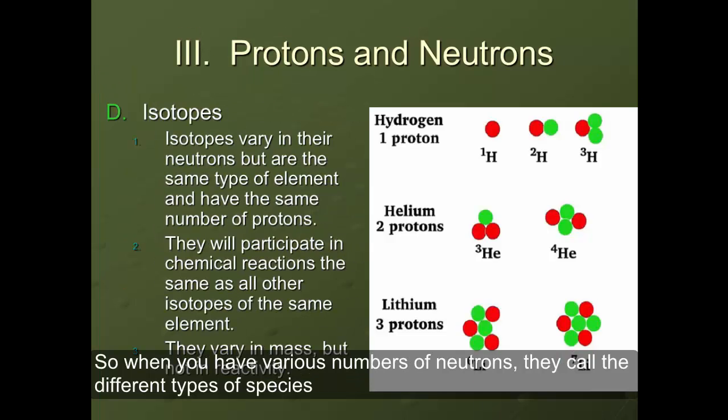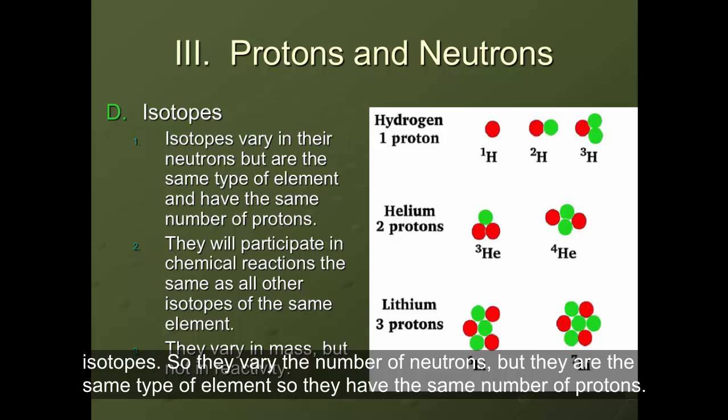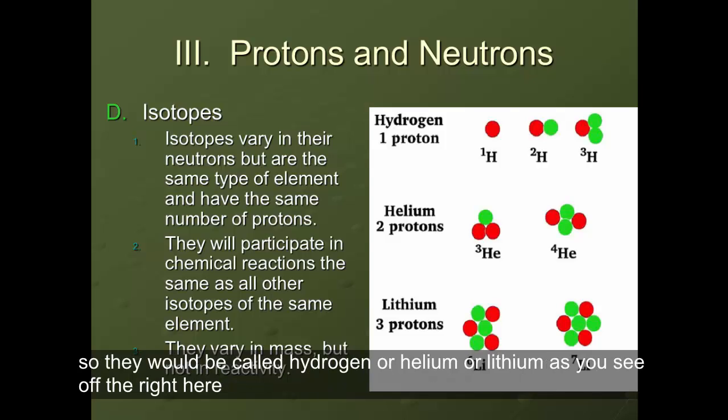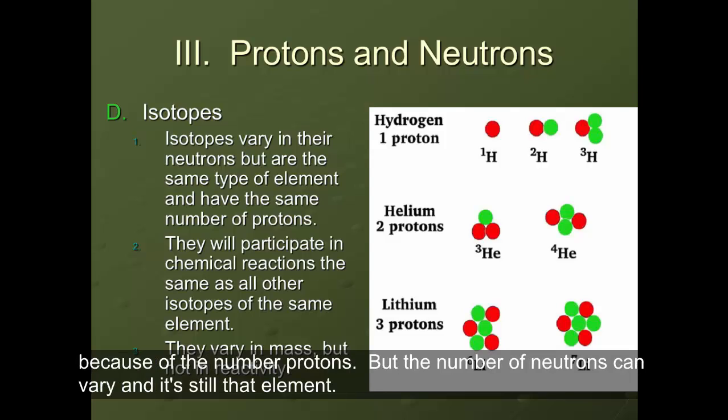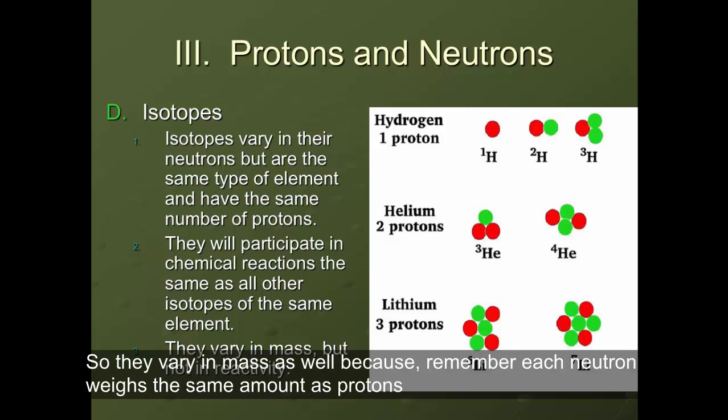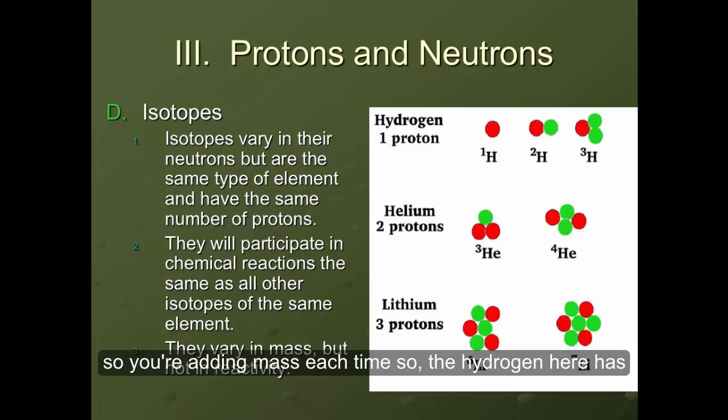So when you have various numbers of neutrons, they call the different types of species isotopes. So they vary in their number of neutrons, but they're the same type of element. So they have the same number of protons. So they would be called hydrogen or helium or lithium, as you see off to the right here, because of the number of protons. But the number of neutrons can vary, and it's still that element. So they vary in mass as well, because remember, each neutron weighs about the same amount as a proton, so you're adding mass each time.